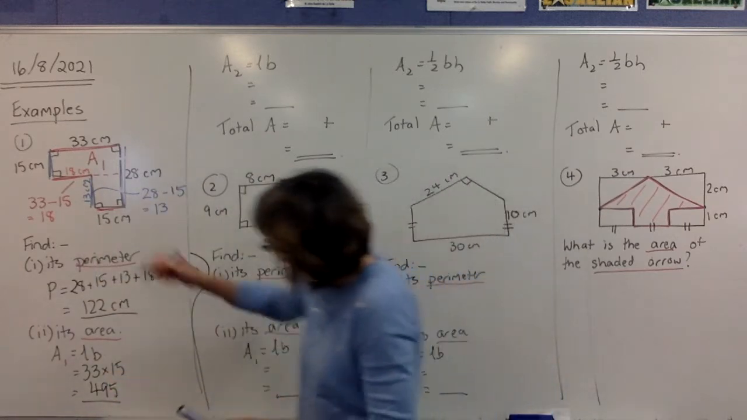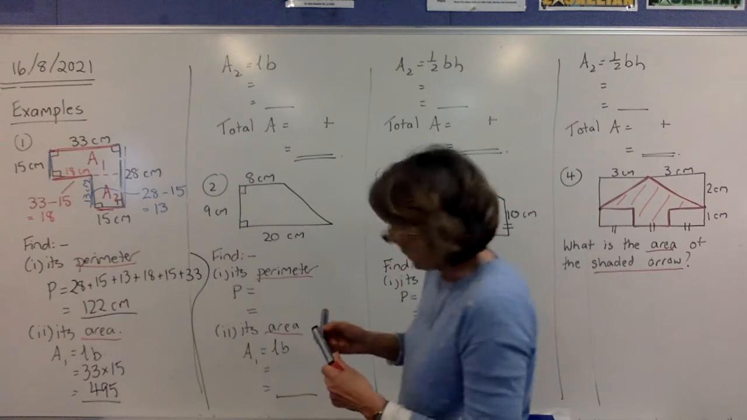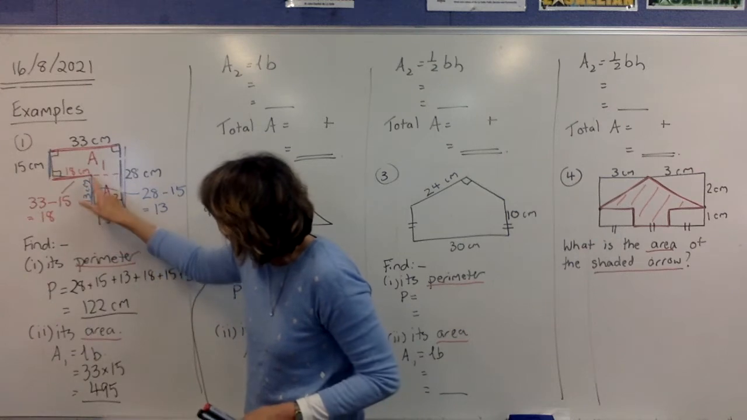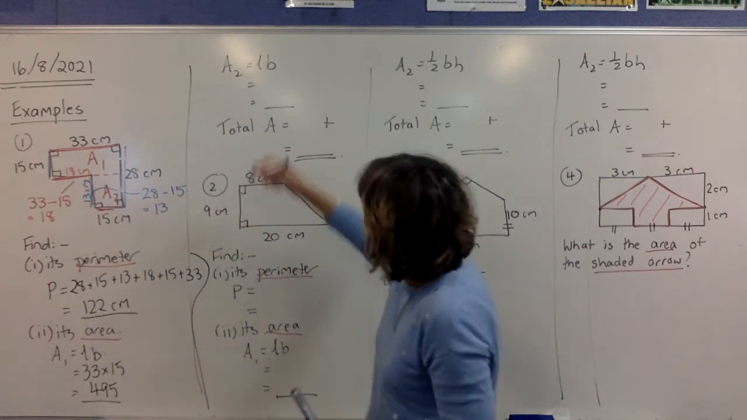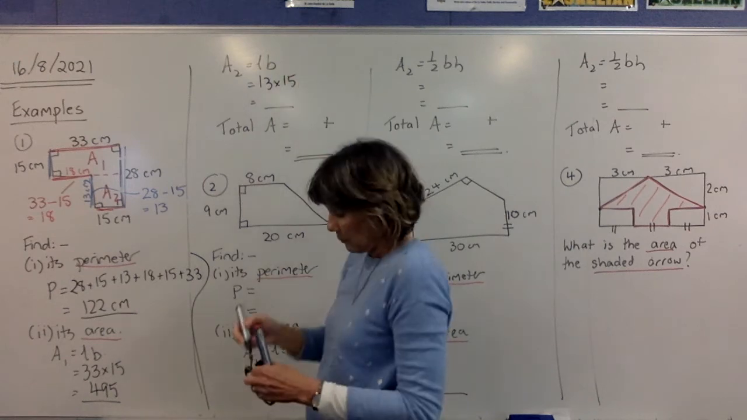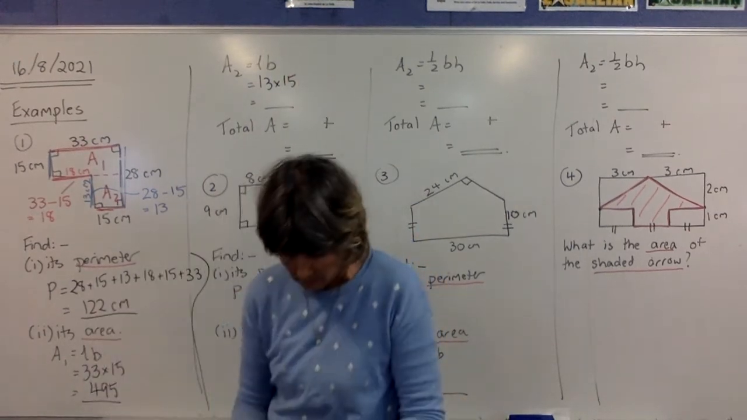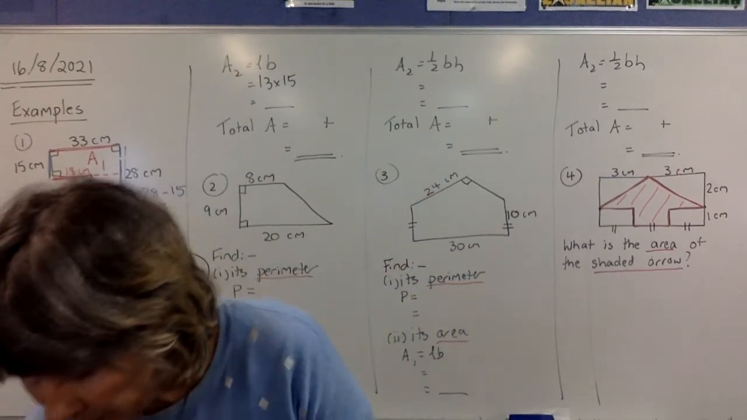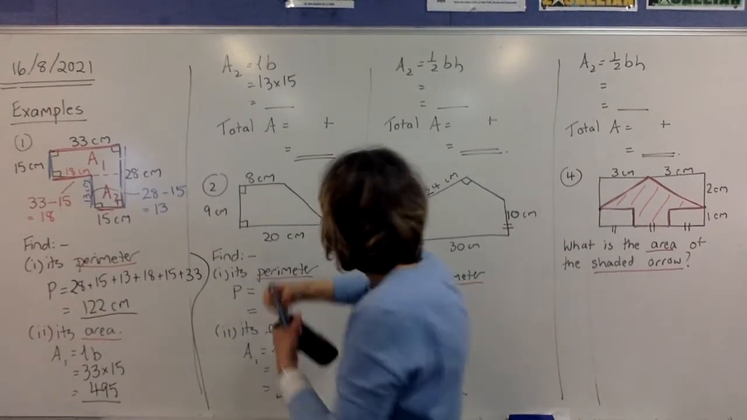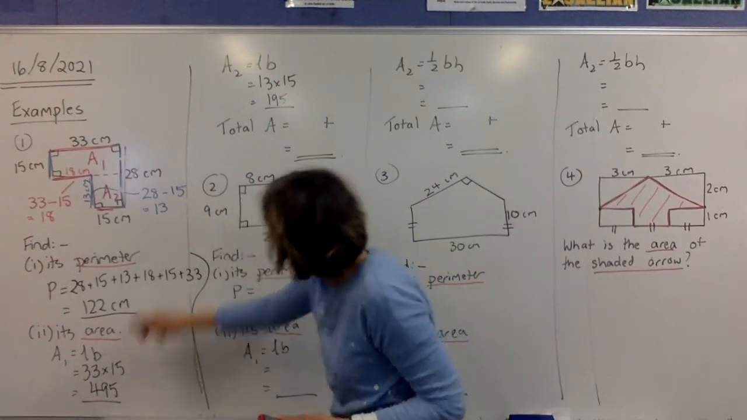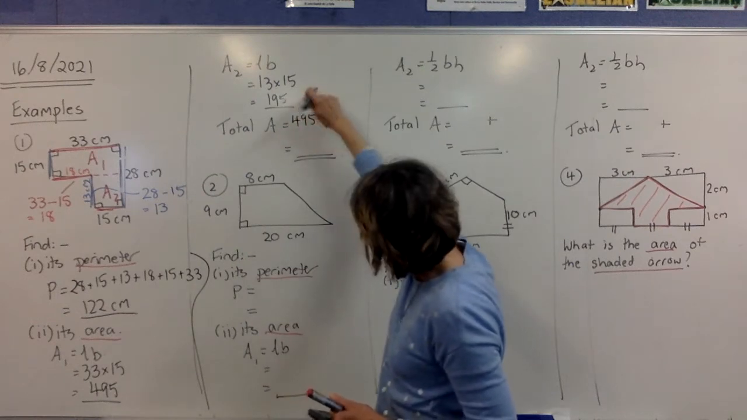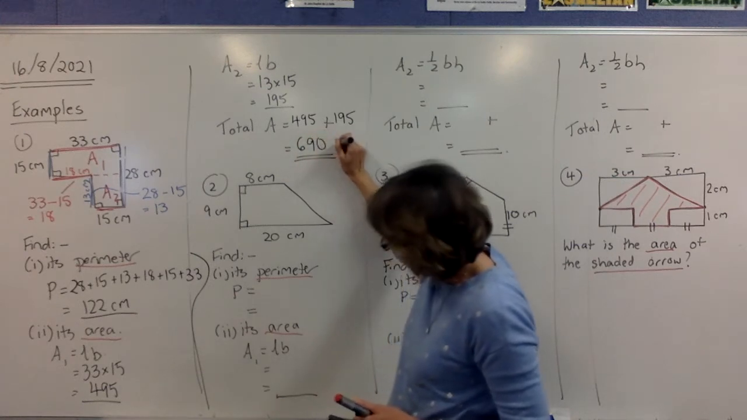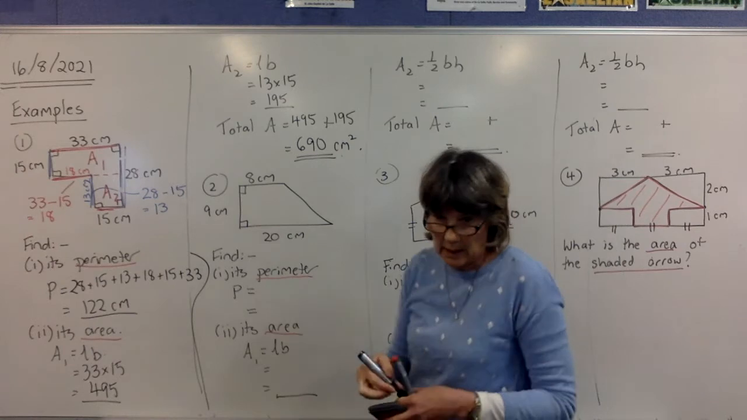And then this second area down here, I'm going to call A2. So we've got area 2 equals the length times the breadth. And in this case, we've got 13 times 15 for our length times our breadth. And we can work that out on the calculator as well. And we get 195. And then we're going to be totalling them up. So we have 495 plus 195. And we'll end up with 690. And we're writing centimetres squared on the end.